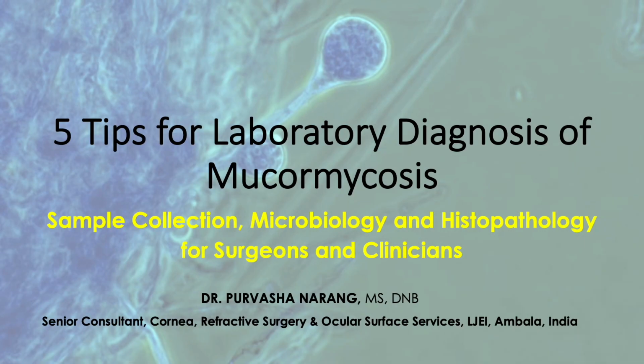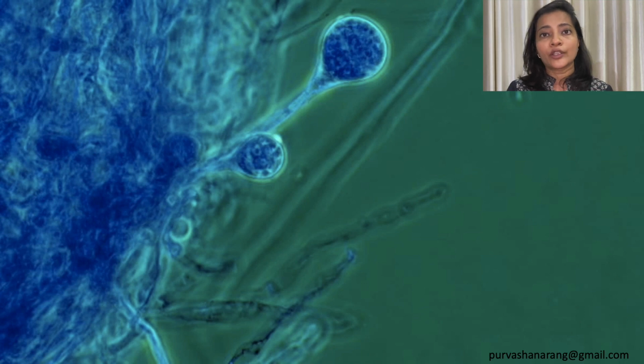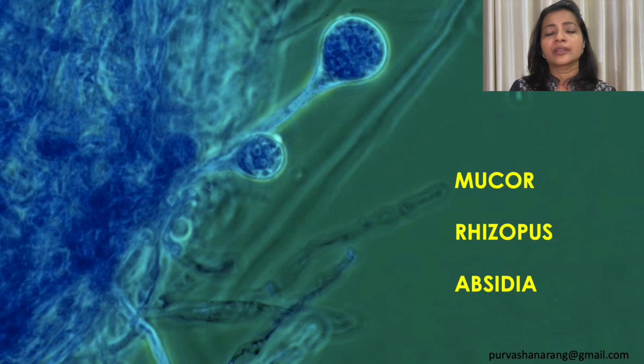So in this video, I am going to discuss a few tips regarding appropriate sample collection for microbiology as well as histopathology for diagnosis of mucormycosis. So mucormycosis or zygomycosis, as it was termed earlier, is basically caused by species of Mucor, Rhizopus, Absidia or Cunninghamella, etc. These saprophytes are found in soil, manure, and in decaying vegetative matter.